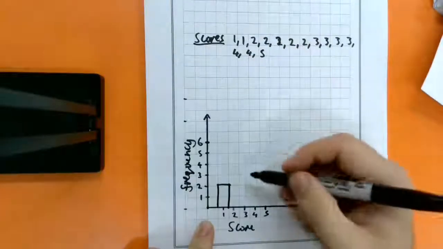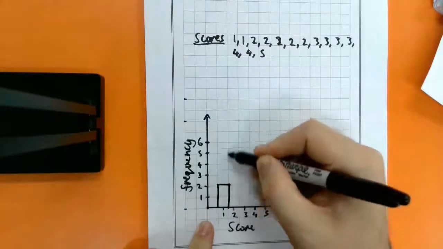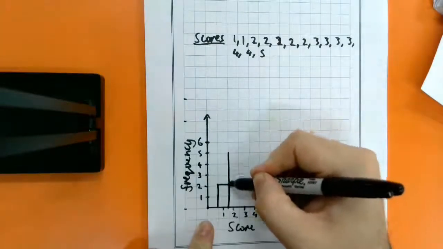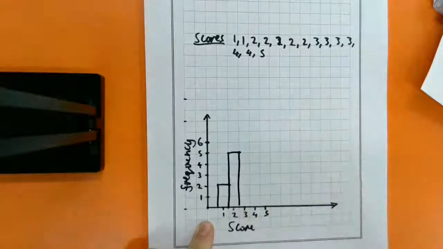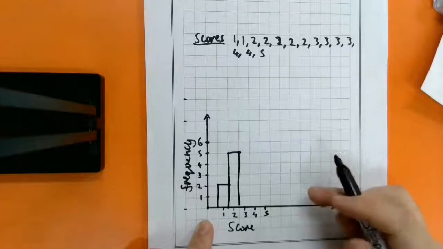2 then occurs 5 times. So I draw for my 2 column, and I connect to my next column; there are no gaps in between. I draw up to 5, and I draw another bar. Of course, you're doing this with a ruler; I'm only illustrating the purpose here. All right, so we've done 2.